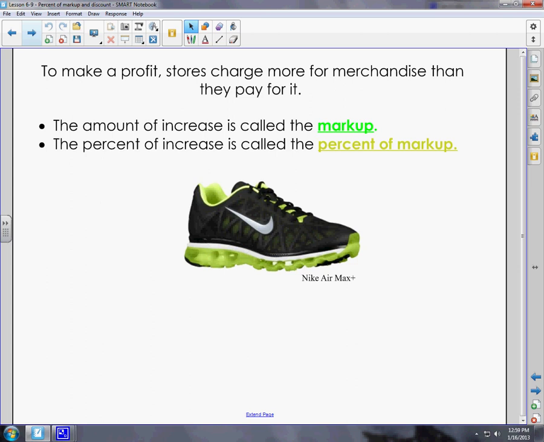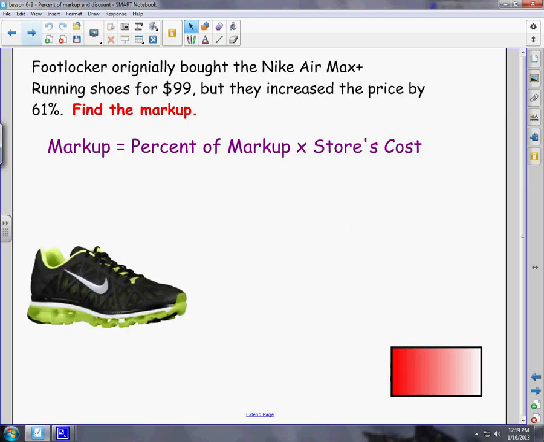Like Nikes, I'm sure it doesn't cost Nike $100 to make the shoe. So they might sell it for $50 and then Foot Locker marks it up to make their money, to pay for their store, obviously. Foot Locker originally bought the Nike Air Max running shoes for $99, but they increased the price by 61%.